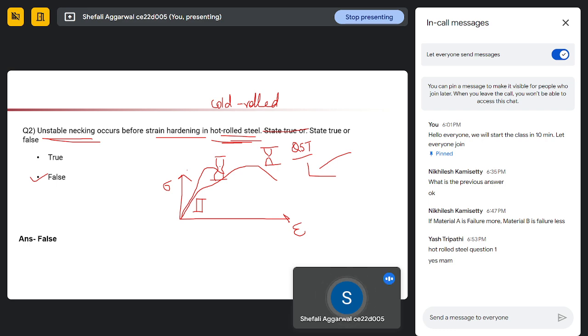So in that case, this necking won't be there. There will be a sudden failure. Not even like a sudden breakage. The necking will be there, but it won't be like a ductile failure. It will be a little bit of brittle failure. So I hope this is clear with you.